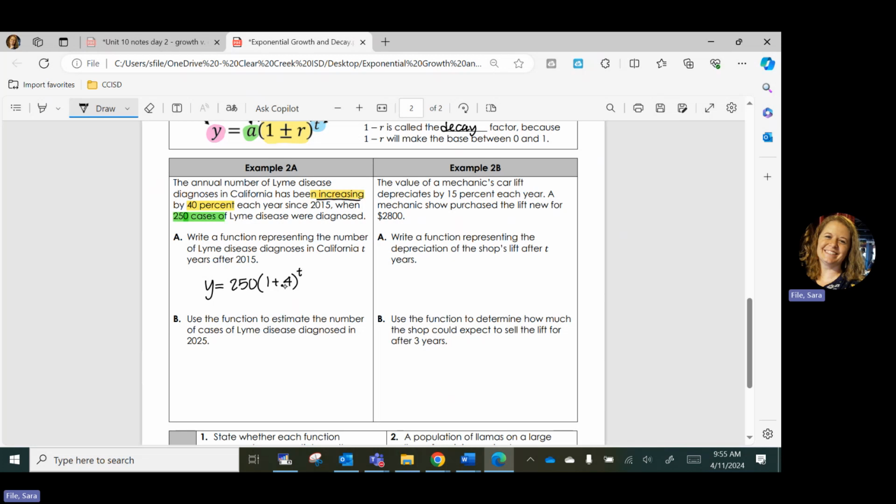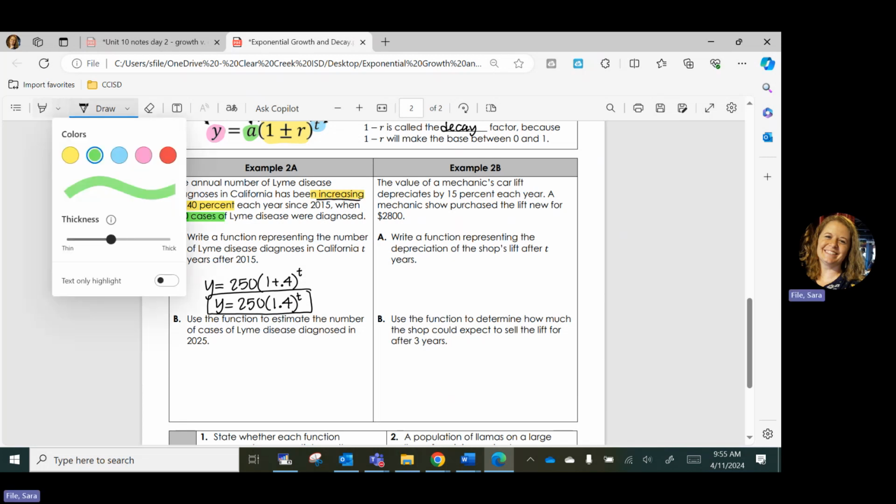But we want to go ahead and simplify to get our growth rate as a single term. We don't want to have it as an expression there. So then I would rewrite that as 250 times 1.4 to the t. So that would be my equation.